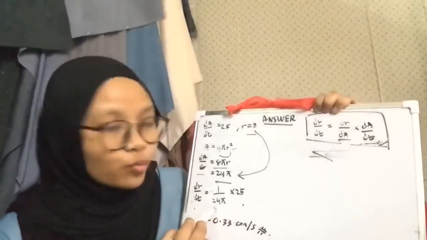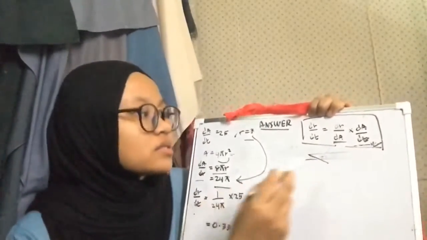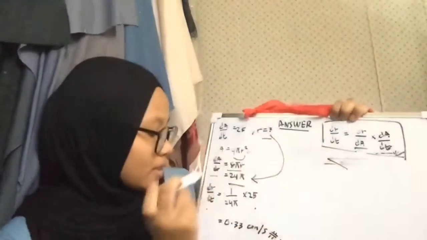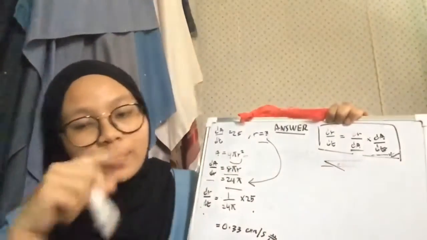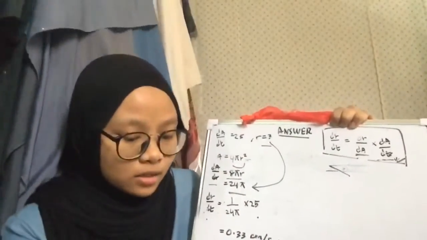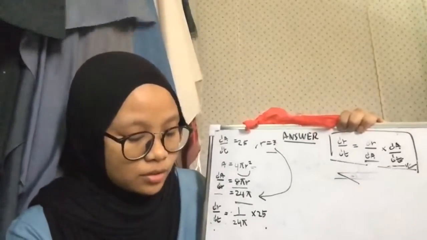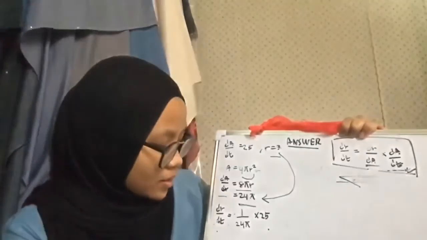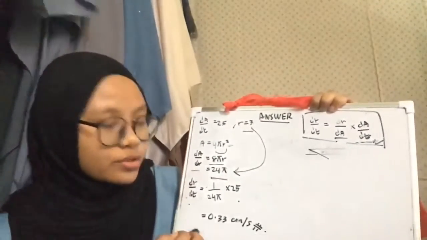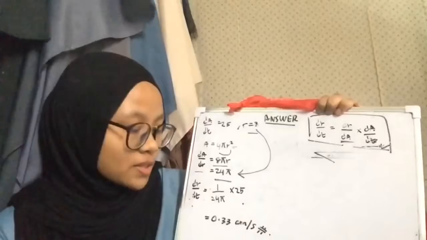Why must we divide it by 1? Because this is dA over dr, but what we need is dr over dA. So we have to divide 1 by it to get the answer. So the answer is 0.33 cm per second. That is the rate of increase in radius, 0.33 cm per second.